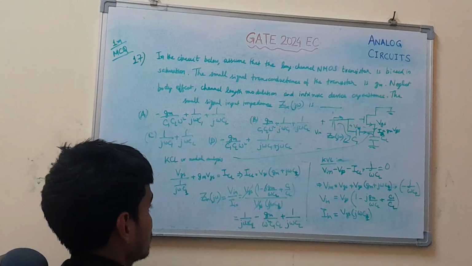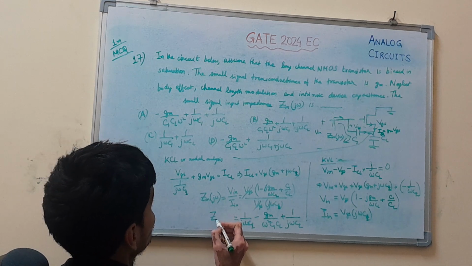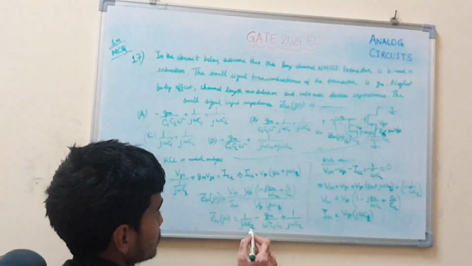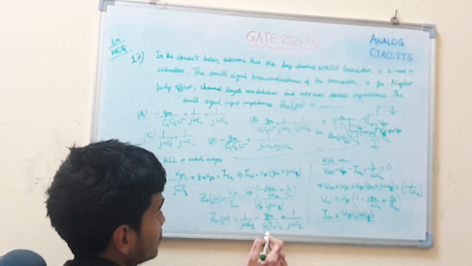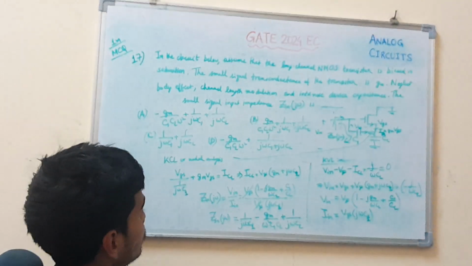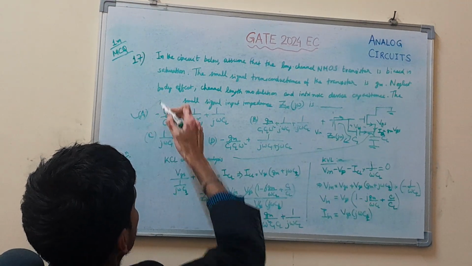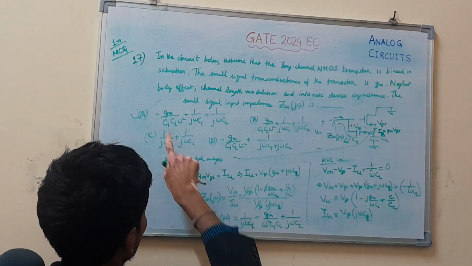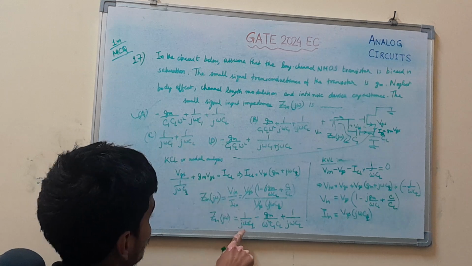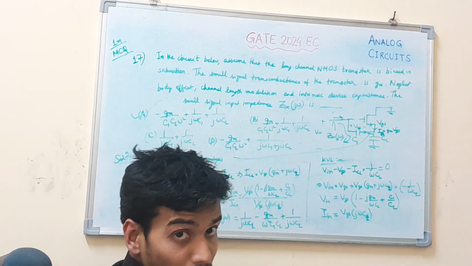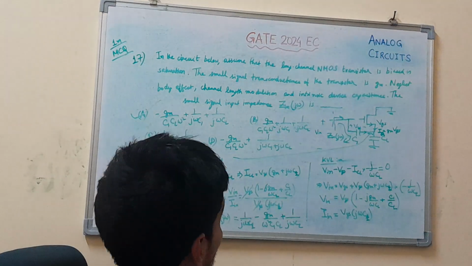So the small signal input impedance is nothing but 1 by j omega C1 plus 1 by j omega CL minus GM by omega square C1 CL. Which matches option A: minus GM by omega square C1 CL plus 1 by j omega C1 plus 1 by j omega CL. So the correct answer to this question is option A.